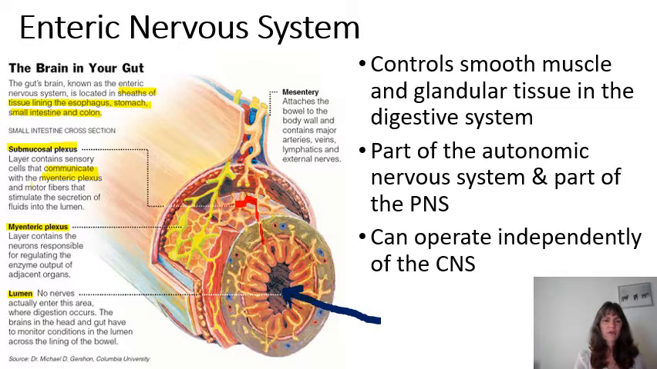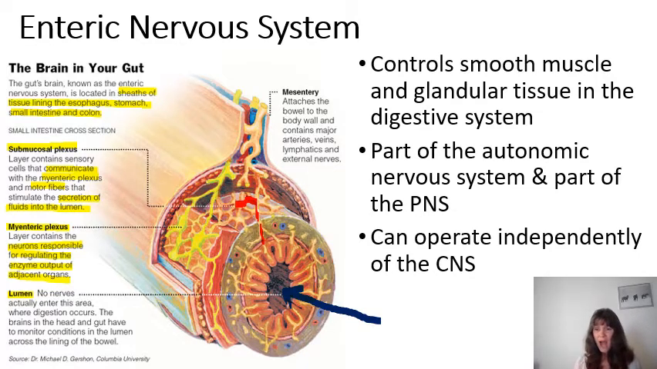as well as with motor fibers that can stimulate the secretion of fluids into the lumen. These fluids may contain different chemicals to aid in the chemical process of digesting food. The myenteric plexus has neurons responsible for regulating the enzyme output of adjacent organs. And these two systems, the submucosal plexus and myenteric plexus, again communicate with one another.